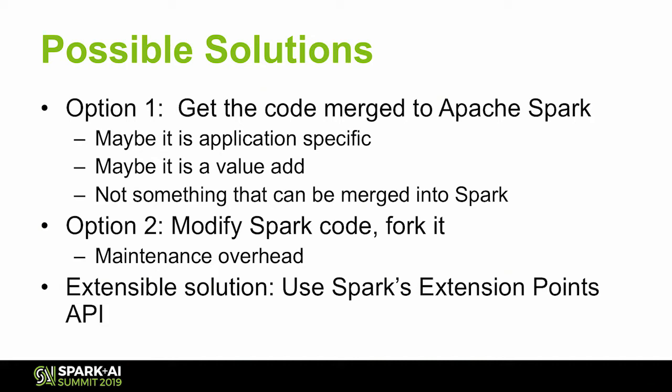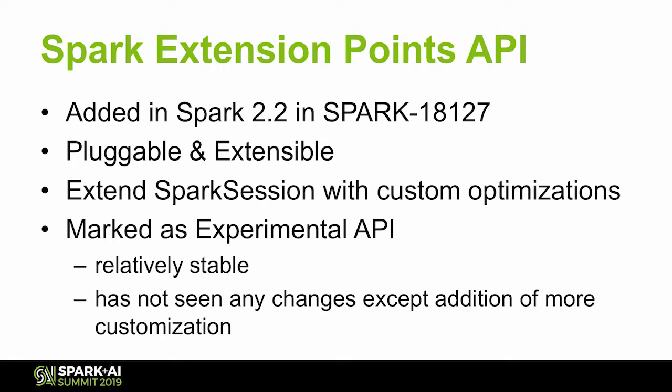So an extensible solution is actually to use Spark's Extension Points API. It's a great API that you can use to add your customizations. This API was added in Spark 2.2, in SPARK-18127. It's a pluggable and extensible API. It allows you to extend the Spark session with custom optimizations. It is marked as an experimental API, but it has been relatively stable. It hasn't really seen many changes. The original API stays as is. There have been some additional customizations that have been added recently.